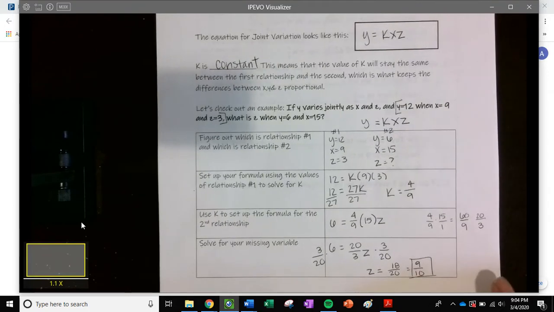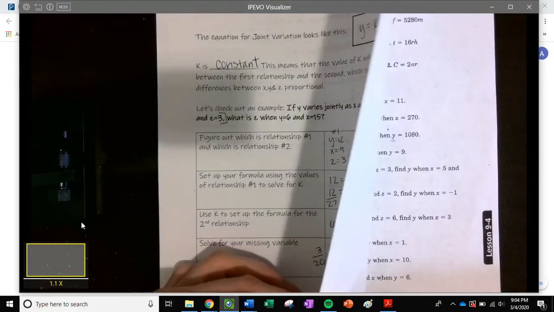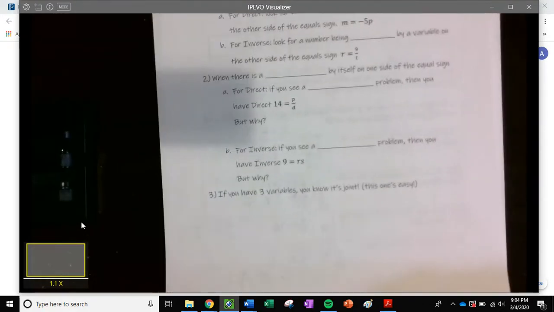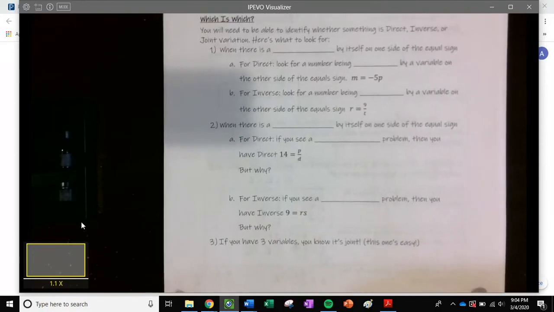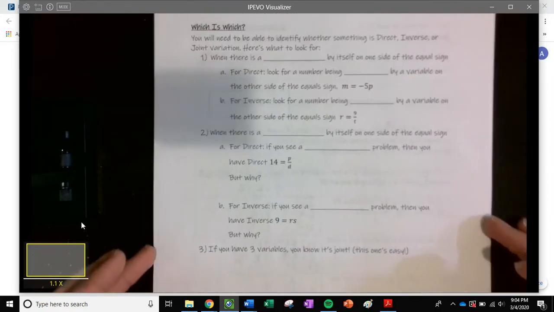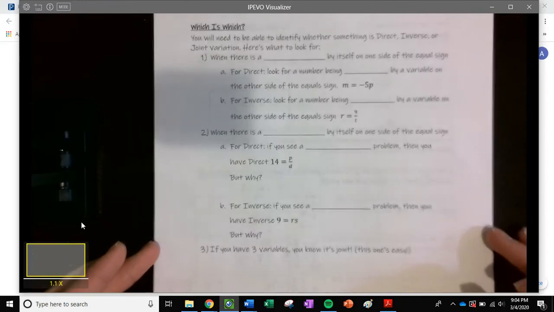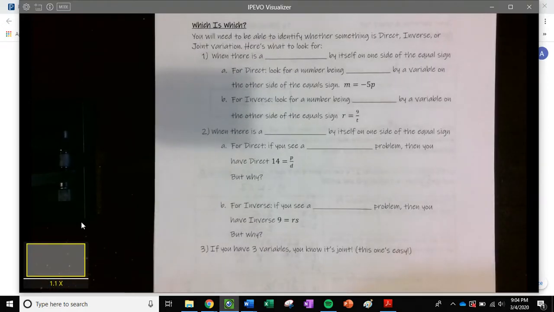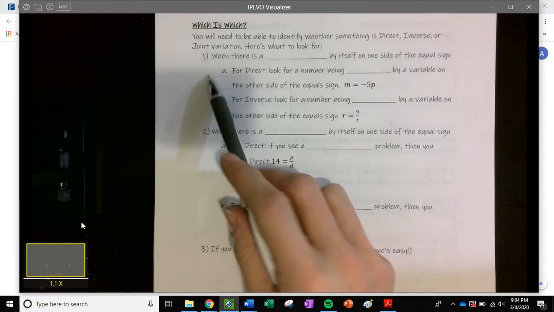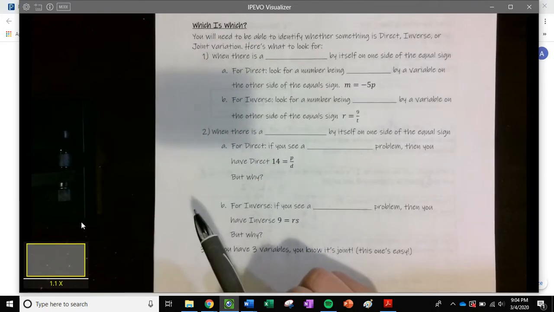All right, so let's try some identification. This is going to be really important to understand, and you just have to commit this to memory. You will need to be able to identify whether something is direct, inverse, or joint variation. So here's what we're going to look for. There's 2 different scenarios, and I've separated them here, scenario 1 and scenario 2.